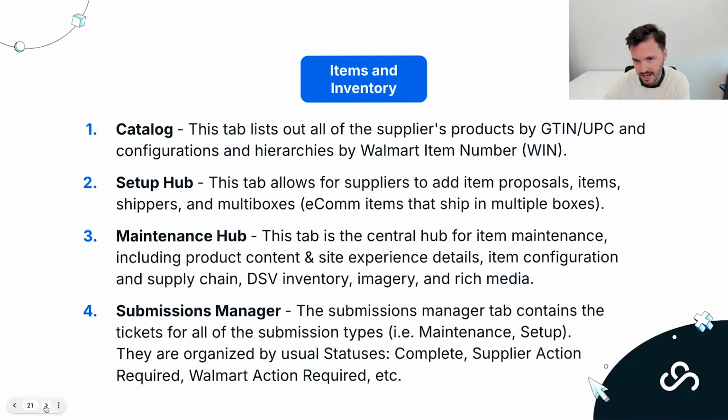The catalog is where you've got everything there, and you can break it down by the Walmart item number or the GTIN/UPC. So you can look at things basically by how you're categorizing items and how Walmart's categorizing items. So super important for following up on that there too. Your setup hub, that's where you're going to do your item setup too. So if you want to add an item proposal, that'll happen there as well. And then you can set up shippers and multi-boxes. The e-com items that ship in multiple boxes is what those are. You can do all of that there.